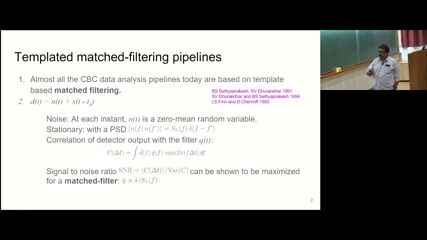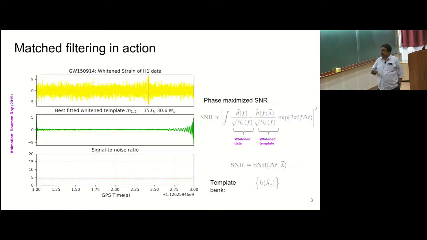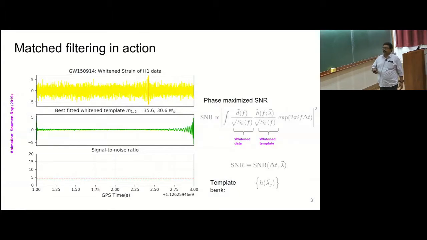So I took the liberty of making a small animation just to show how it works. When you maximize that correlator over phase, you end up with an expression like this. This is the whitened data, and this is the whitened template, and you advance this template in time and calculate the dot product along the way. That's what you do, and this is how it works.